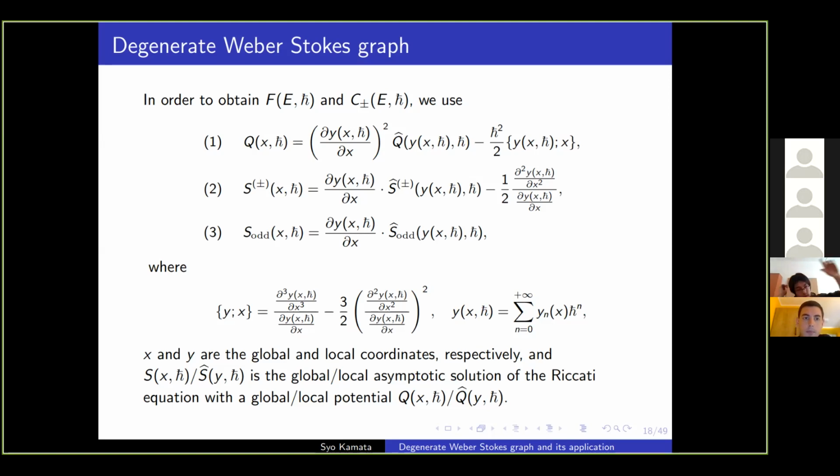Sorry, maybe I don't understand your question correctly. So there is a series relation between the x and y variables, which is given in the middle of this slide on the right-hand side: y(x, ħ) equals the sum. Here. What is the meaning of that series? Is it a convergent series or Borel summable? If it's Borel, can you prove that it's Borel summable? I see. On which domains of the x variable?